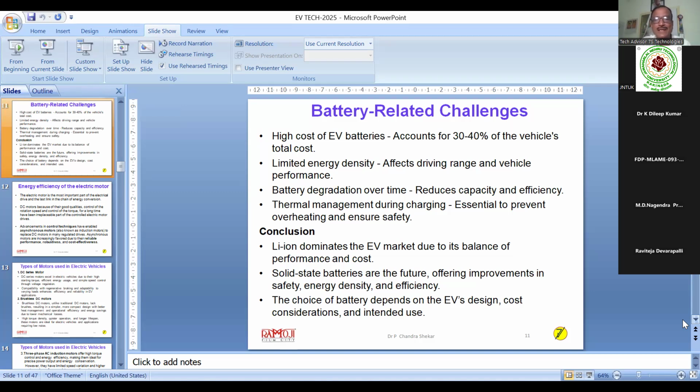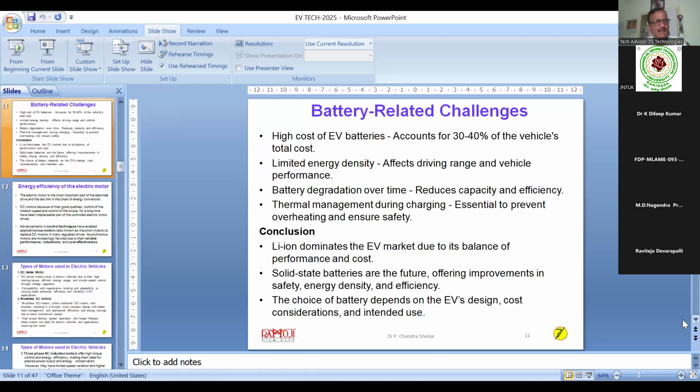Battery degradation over time reduces the capacity and efficiency. In the first year I am able to run for 120 kilometers, second year maybe 100, then third year maybe less. These are the challenges people are addressing. Thermal management during the charging is essential to prevent overheating and ensure safety.